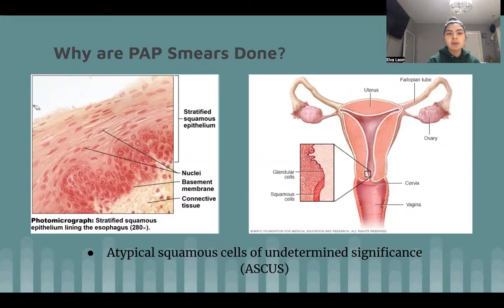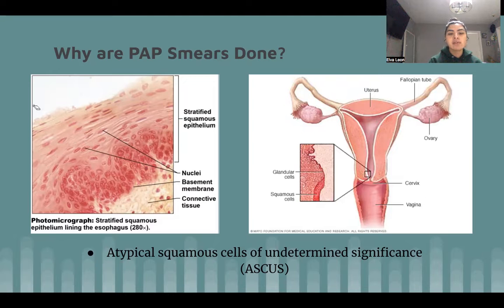Abnormal cells form in organs such as the cervix, vagina, vulva, anus, and esophagus. Atypical squamous cells of undetermined significance is found to be the most common infection. The image on the left shows you what normal cells and tissues, epithelial tissues, will look like, and on the right is just an image of the cervix.